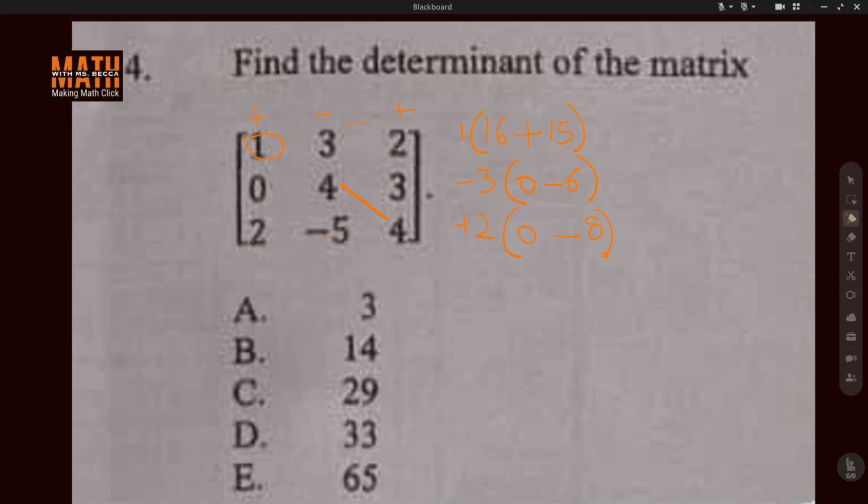Then we add them together. So 16 plus 15, that's 31. 31 times 1, that's 31. So we have 31. Then 0 minus 6, this is minus 6. So negative 6 times negative 3 will give plus 18. So this will be 0 minus 8, that's minus 8. Negative 8 times 2 will give negative 16. So this will be 31 plus 2, and the answer is 33.